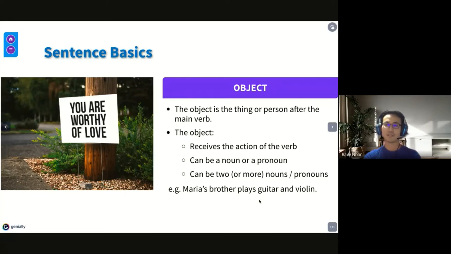Nouns that receive the actions of the verb are called objects. Okay.